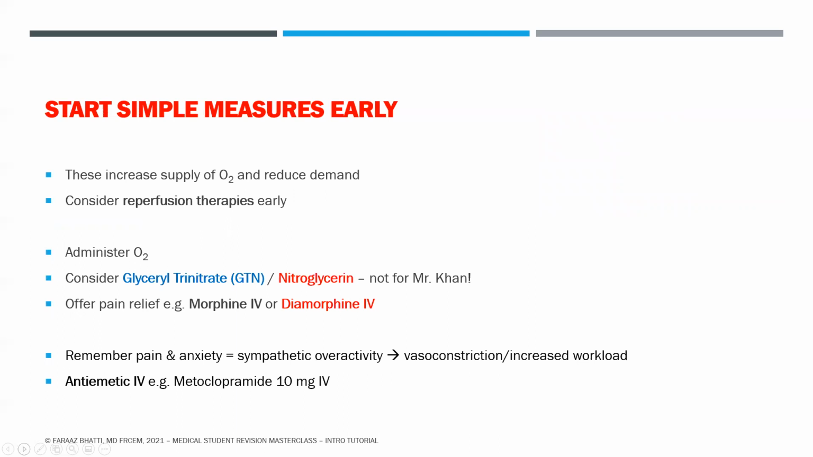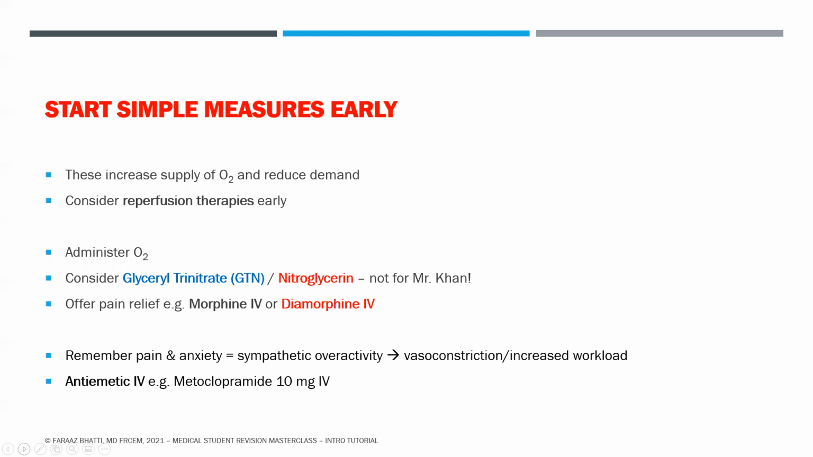So start simple measures early. Administer oxygen, maintaining oxygen saturations above 94%, if that's appropriate. Consider reperfusion therapy early, which we will talk about. And consider GTN. GTN and nitroglycerin are the same thing. They are nitrates, but you would not give these in Mr. Khan, and we will talk about that shortly.